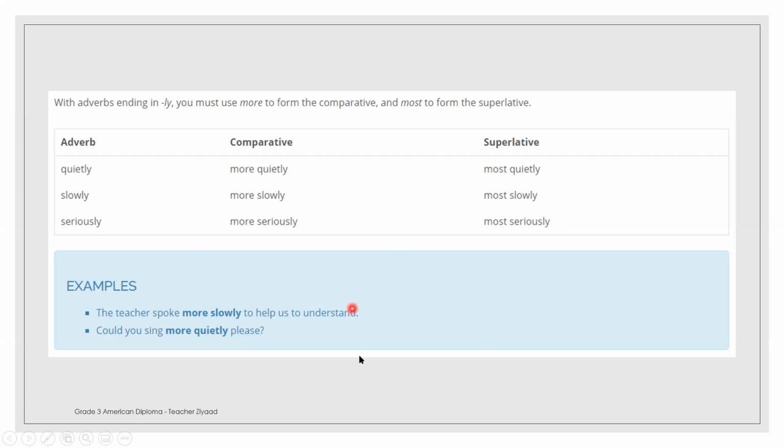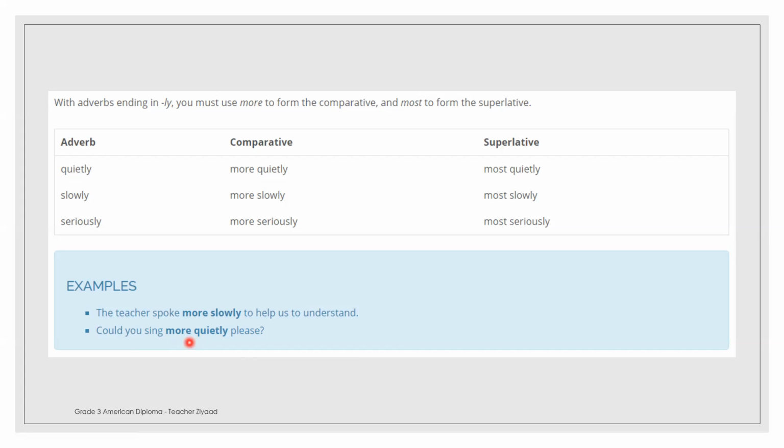Here are two examples to help you understand a bit better. The teacher spoke more slowly to help us to understand. So the adverb is describing that she's speaking slower than she was before. Here we're describing how things are taking place. First she spoke slowly, then she spoke more slowly. Second example: could you sing more quietly, please? Here again, we are making use of the comparative form of the adverb. This is a question someone is asking.